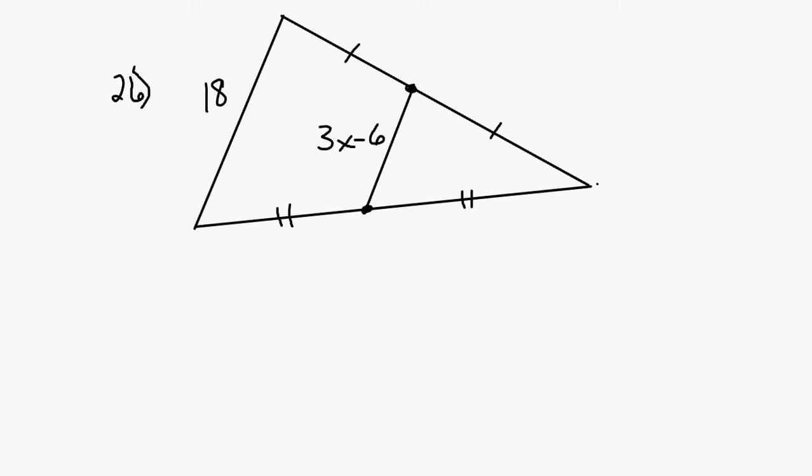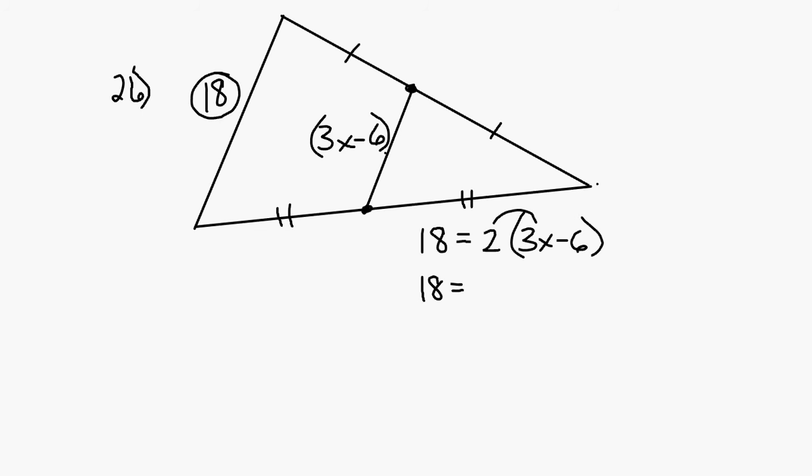Okay? So what that means is that since this mid-segment is half of this piece, you got to make 18 equal to 2 times 3x minus 6. All right? 2 of these equal this. 2 of the mid-segments equal the third side. So then your 18 is equal to, distributive property, 2 times 3x is 6x, and 2 times negative 6 is negative 12. So you add 12 to each side.